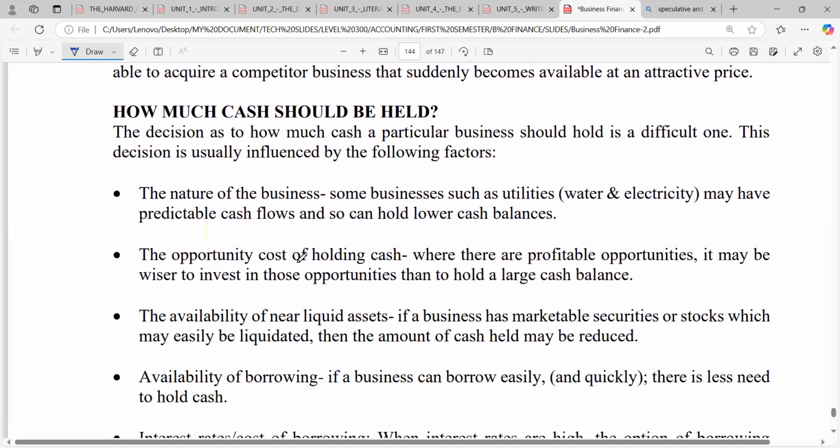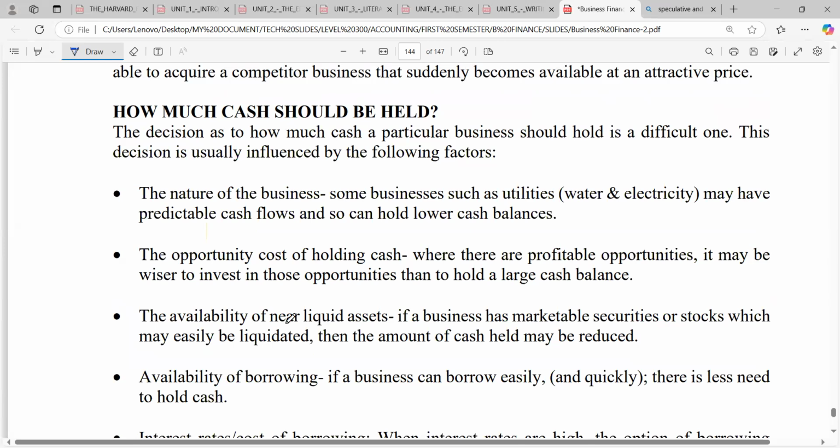But it is dependent on the following. The nature of the business will determine the cash you hold, and the opportunity cost of holding the cash. If you hold the cash, what have you let go? Where there are profitable opportunities, it may be wiser to invest in those opportunities than to hold the cash. So if I am holding cash and I could buy a car and sell it at a profit, and I keep on holding the cash, then I'm not being wise. But if I want to trade and manage the cash, I should be able to invest it within a shorter period and recover my money.